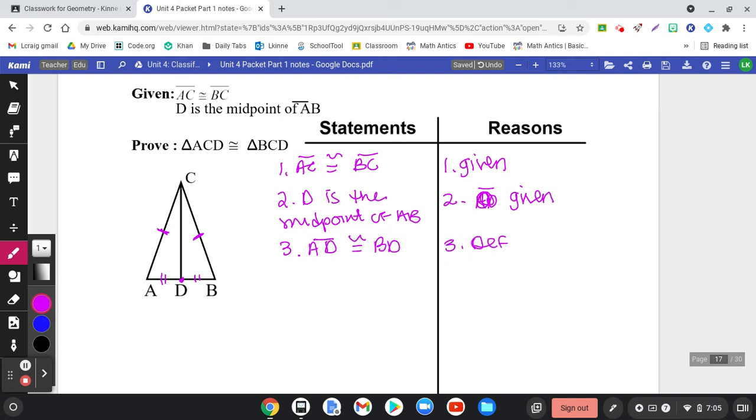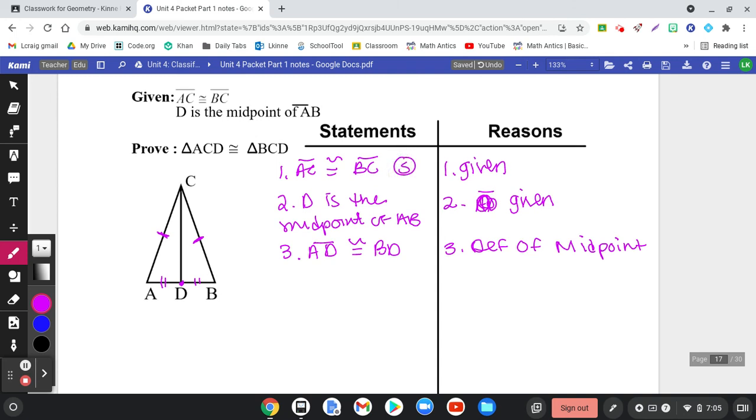Sometimes it'll show this in 2 steps. It doesn't matter though. If you say segment AB is bisected by definition of midpoint, then you can say AD is congruent to BD, but you don't have to go through both steps. Okay, now we have a side. We have another set of sides.